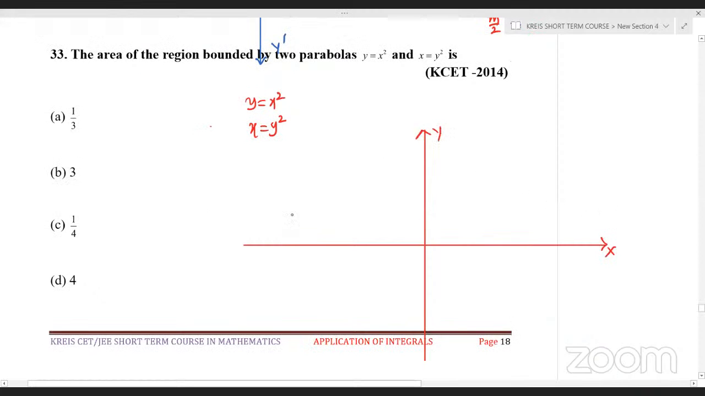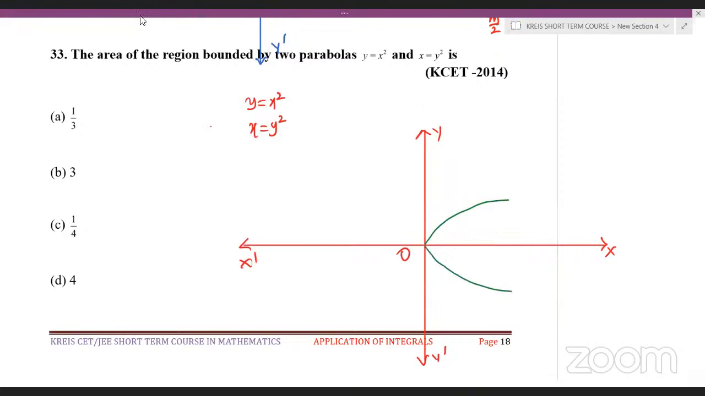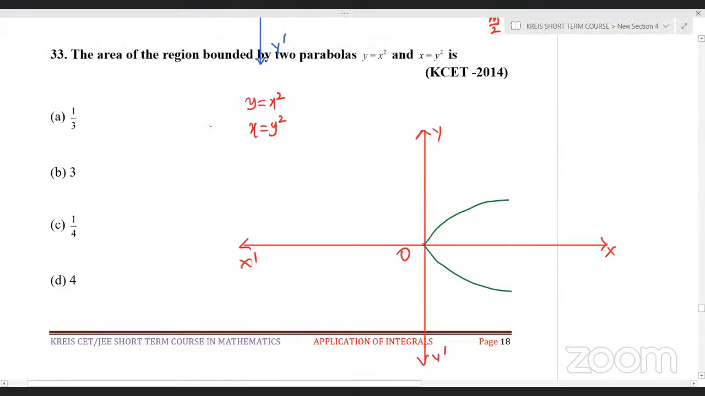So this is the y-axis and this will be the x-axis, with the origin. Y is equal to x square comes like this, and y squared is equal to x is a right open parabola, which is nothing but x square is equal to y. So it goes like this. So this is y squared is equal to x, y is root x, and from this y is x square. Now the required area is nothing but the loop that you want to find out. So this is the area.